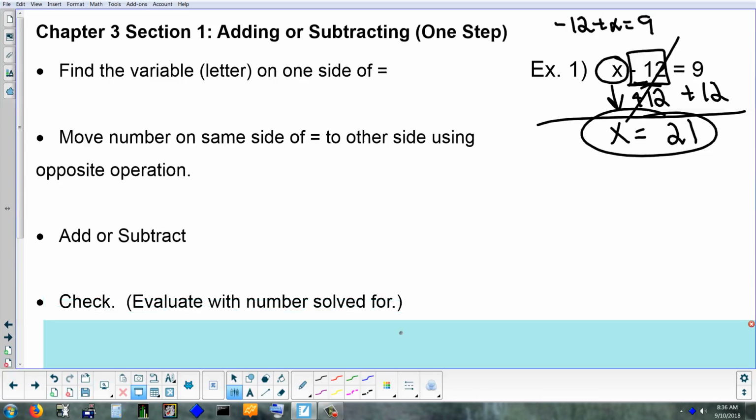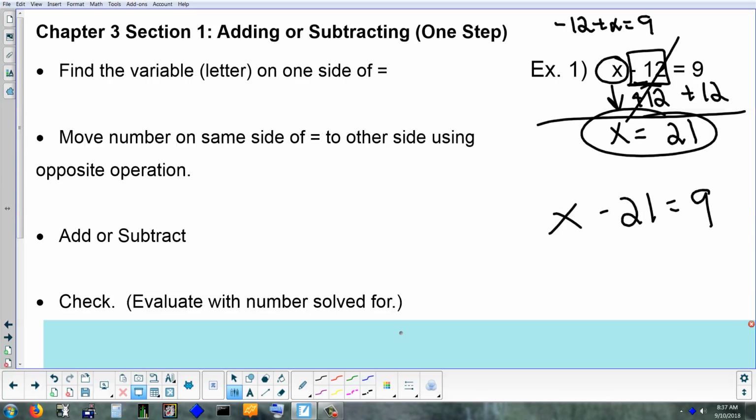Like Melanie just said, check. What we just solved for, evaluate with the number we just solved for. Guys, you don't have to do this, but I do it this way so you can see it. I'm just going to take this equation and write it out again. There it is. Now I want to do that last step. I want to check. I know what my x is, so now I want to check it.